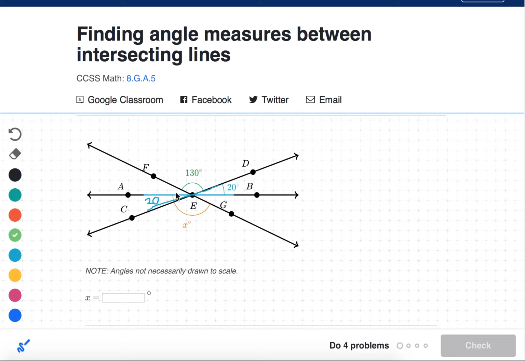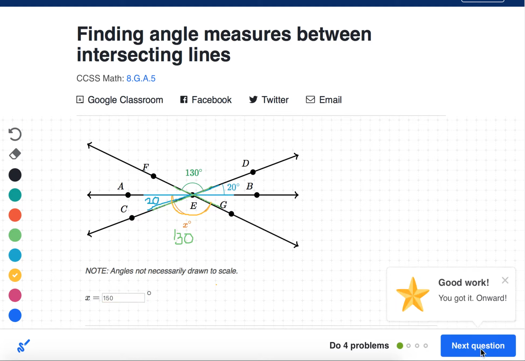And if we do the same thing with the green angle and trace the two rays that open up to form it, right, we see that this angle right here is 130 degrees. And x, this orange angle, is therefore made up of 20 and 130, so together those make 150. So there we use our knowledge of vertical angles to find x.